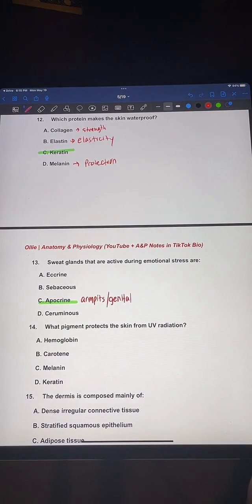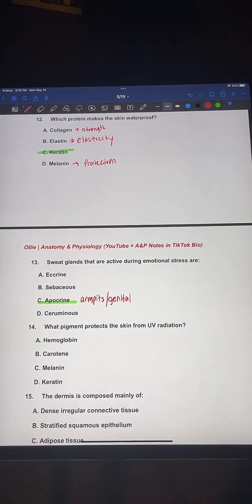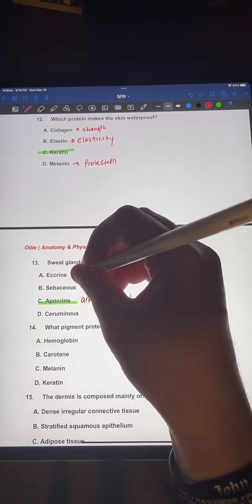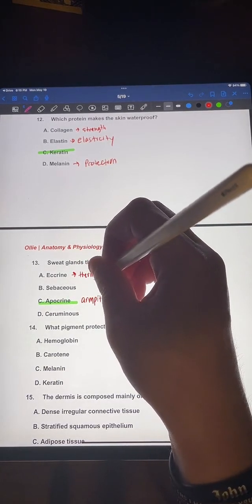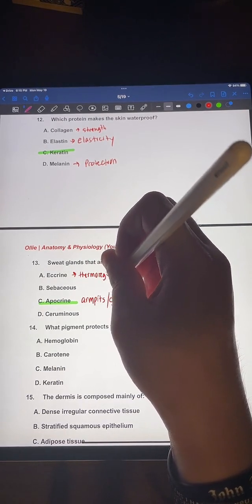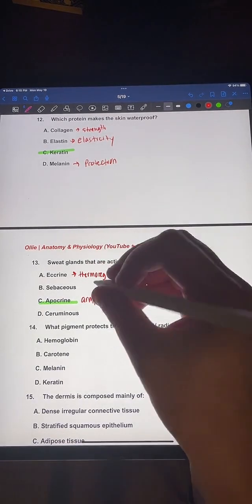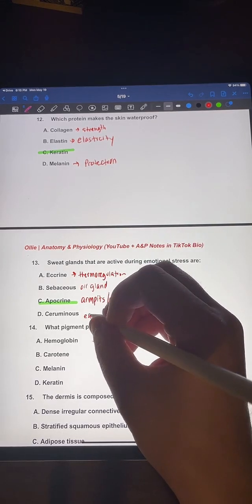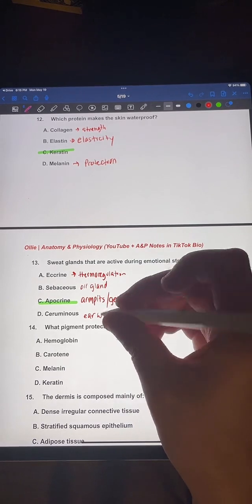If you think about it, when you have to give a presentation or you're taking a test, and let's just say the room temperature is perfectly normal, emotional stress is going to elicit a response from those glands to secrete sweat. Eccrine is going to be involved in thermoregulation. Sebaceous are oil glands, and then this is for earwax, ceruminous.